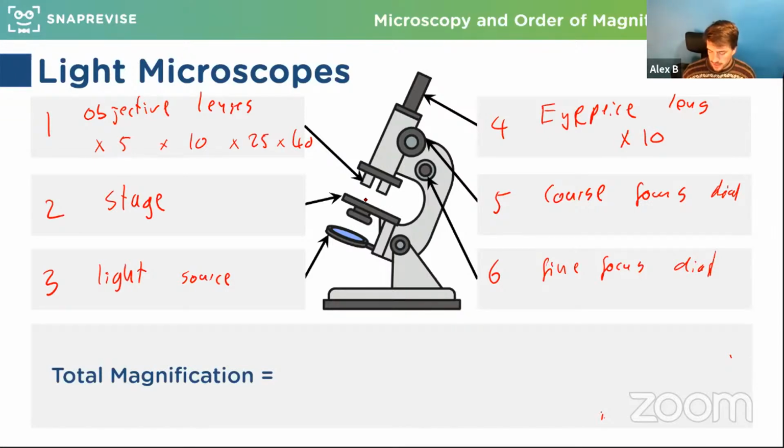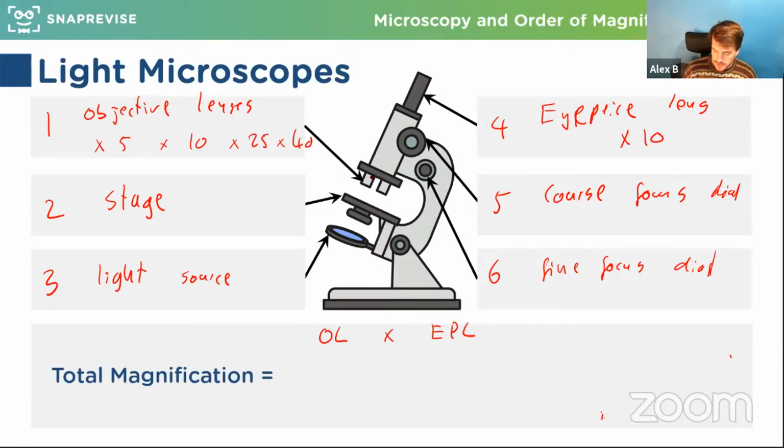But yeah, I'd say you should be comfortable with these different terms of a light microscope. And you also need to know how to use them because of the required practicals. You need to be able to set one of these up and explain how you use it. So the total magnification, this is quite a simple calculation. It's just the objective lens times the eyepiece lens.